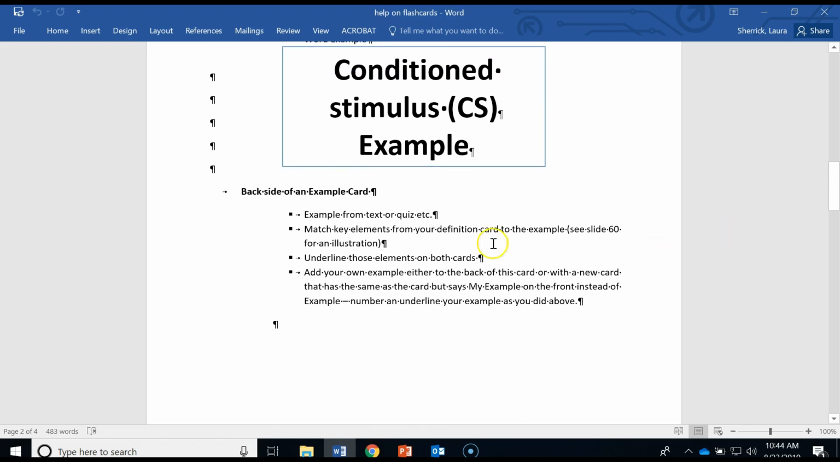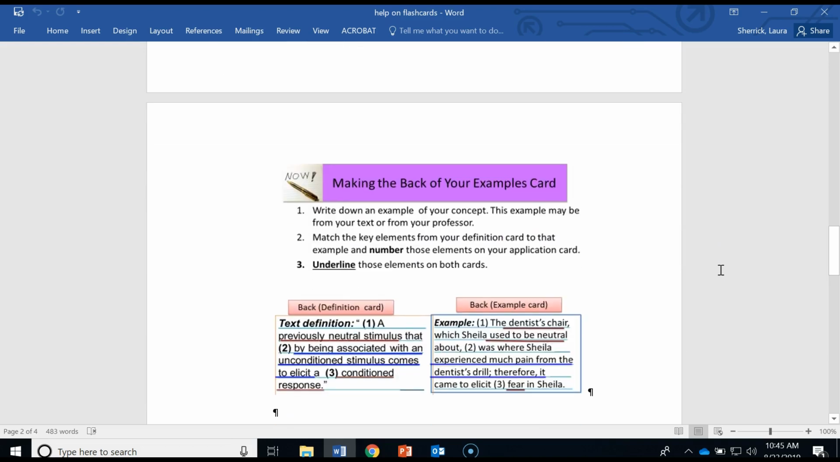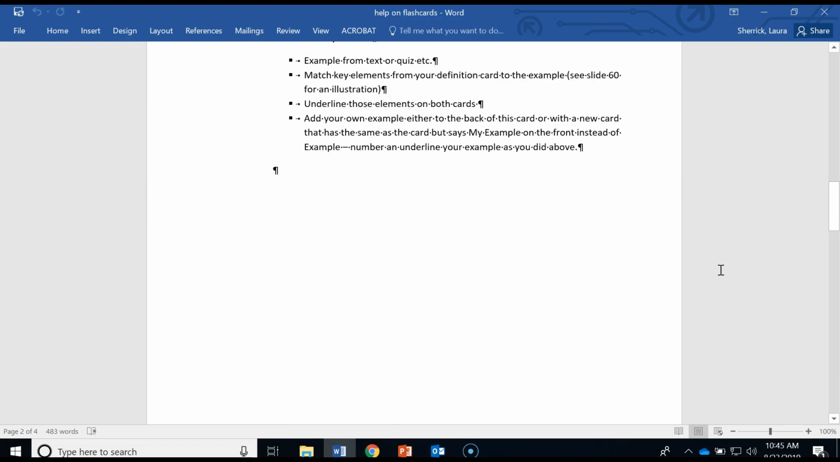On the back side of the example card, you would have the example from the textbook or from a quiz, anywhere you found an example that was made for you that you didn't create. Then the next thing you're going to do is match the key elements from your definition card. So if you have 3 key elements, you will identify those 3 key elements. Then you'll underline those elements on both cards. And I think I have an example down here.